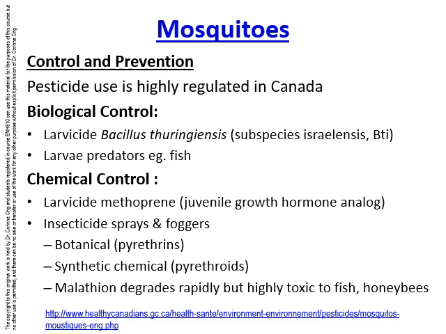It is used by many municipalities in the GTA to prevent larvae from developing in catch basins. Alternative chemicals are the pyrethrins from chrysanthemums and pyrethroids, which are the synthetic versions. There is also a chemical called malathion, which is used in agriculture, as it degrades rapidly, unlike older chemicals such as DDT. However, malathion is highly toxic to fish and honeybees, and is therefore not environmentally friendly.